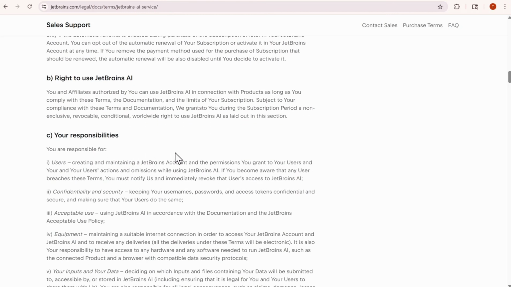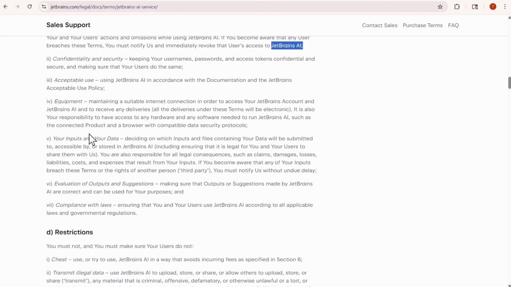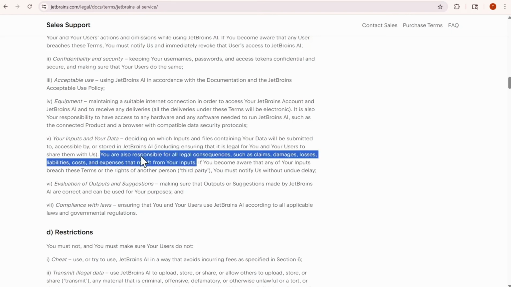"Users: creating and maintaining a JetBrains account and the permissions you grant to your users, and your users' actions and omissions while using JetBrains AI. If you become aware that any user breaches these terms, you must notify us and immediately revoke that user's access to JetBrains AI." Let's take a look at this on a last note. "Your inputs and your data: deciding which inputs and files containing your data will be submitted to, accessible by, or stored in JetBrains AI. You are also responsible for all legal consequences such as claims, damages, losses, liabilities, costs, and expenses that result from your inputs." I'll make a note of this.